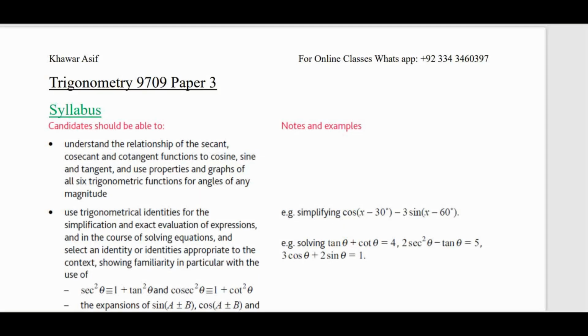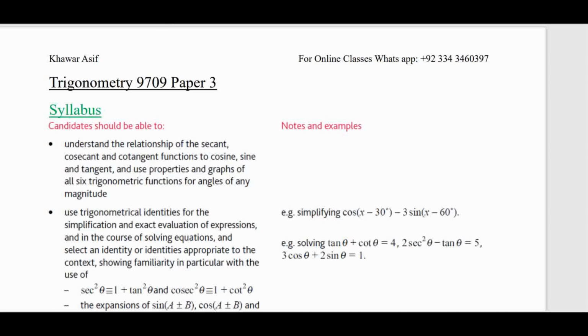Hello everyone. Today we are going to discuss the topic trigonometry of 9709, and we will discuss the trigonometry of paper 3. So this is the syllabus we have to follow. Understand the relationship of secant, cosecant, cotangent functions to cosine, sine and tangent. And then we have to use the properties.